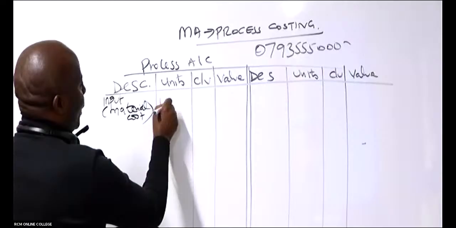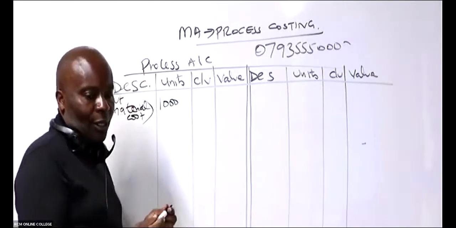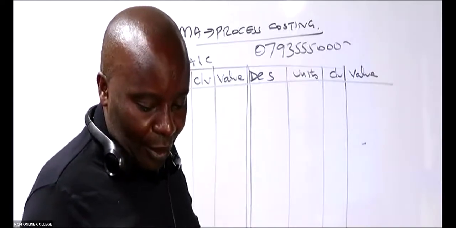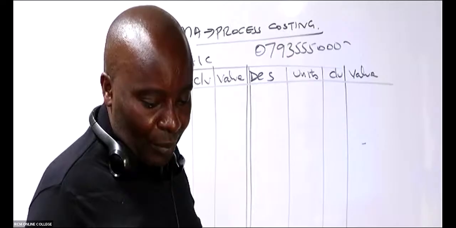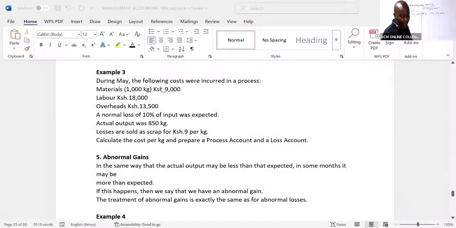So 1,000 units. And what is the total value of these 1,000 units? There are 1,000 units, ladies and gentlemen. You can see they are here, costing 9,000. The value is 9,000.